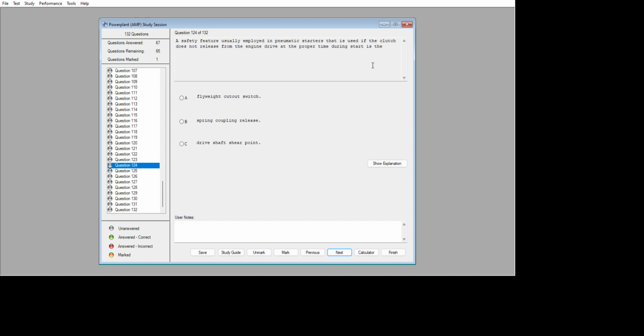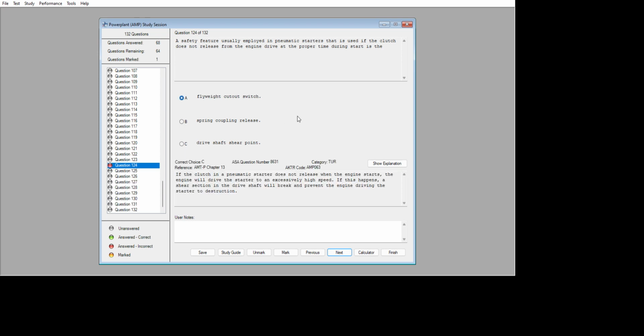A safety feature usually employed in the pneumatic starter, if the clutch does not release from the engine drive at the proper time during start, is the drive shaft shear point.